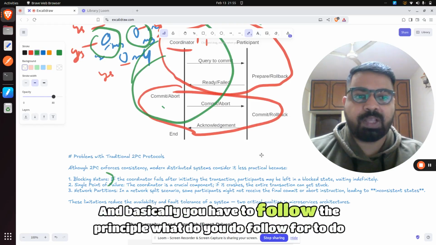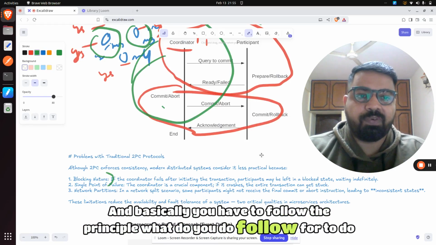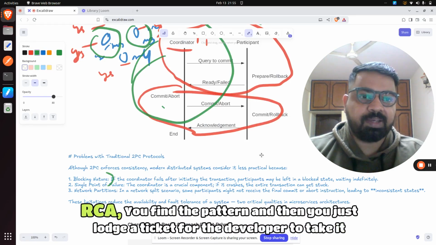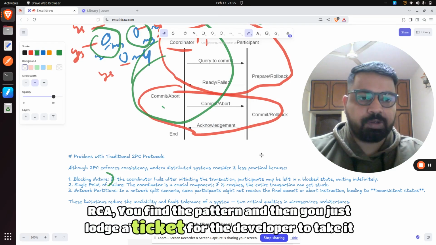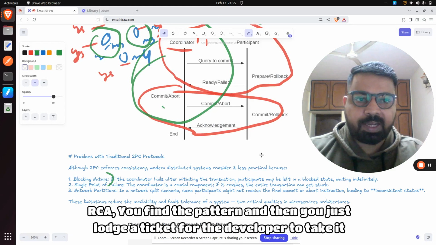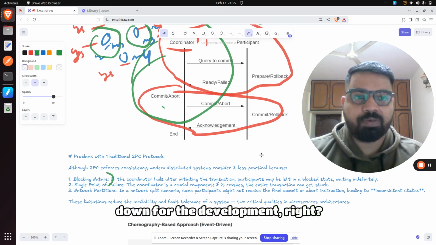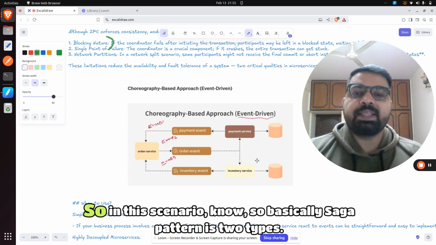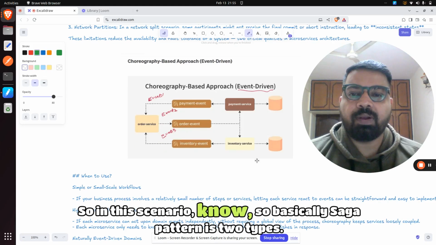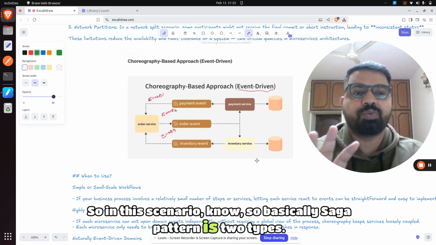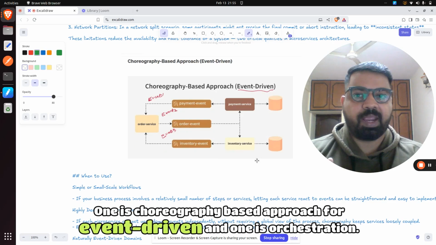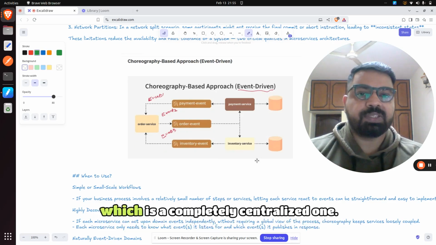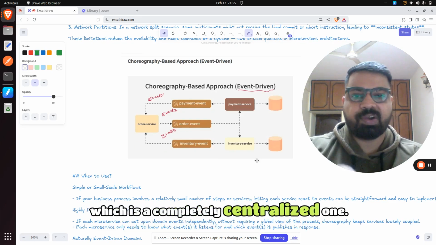And basically you could follow the principle: you find the pattern, and then you lodge a ticket for the developer to take it down for development, or to fix the urgent issue. So in this scenario, basically the Saga pattern is of two types. One is the choreography-based approach, for event-driven systems, and one is orchestration, which is a completely centralized one.